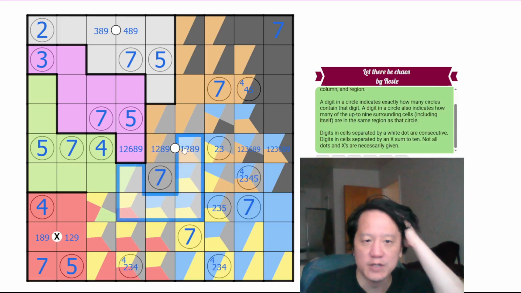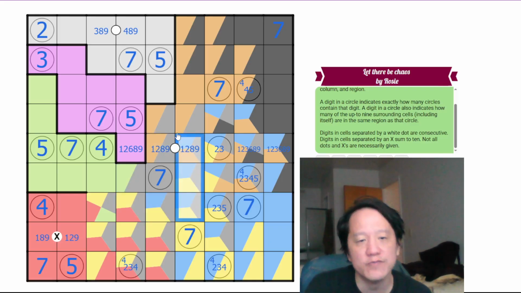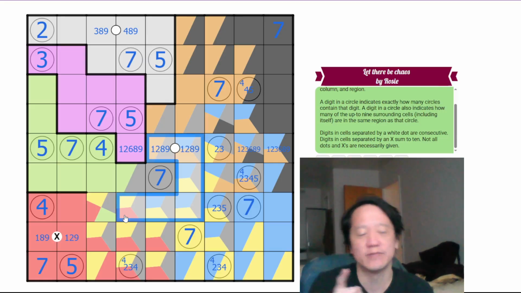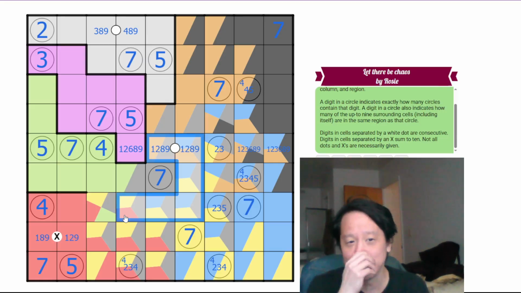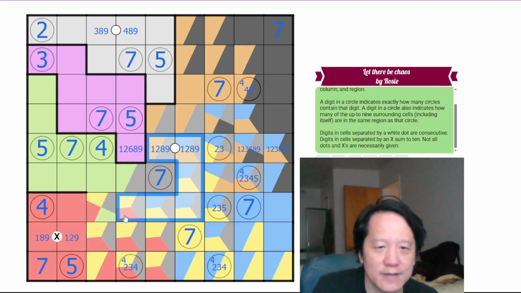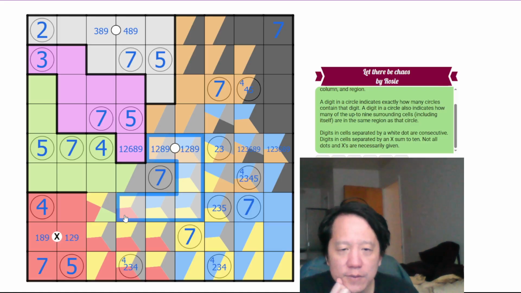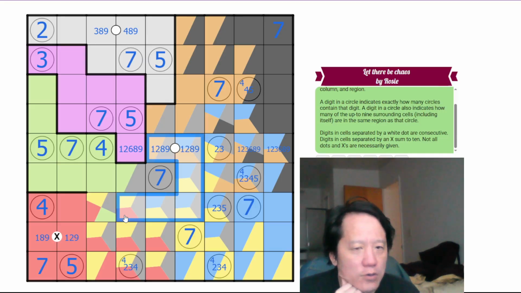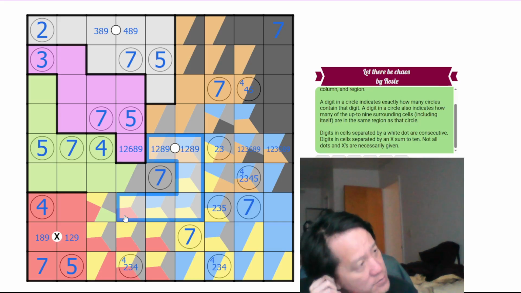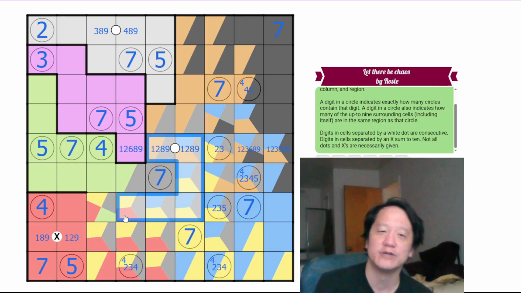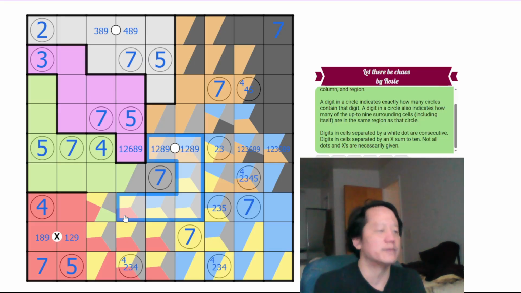Only one of these can be light. Sorry, only one of these cannot be medium. I don't know how that turned out to be. Only one of these can be light. That's interesting. Sorry, how did that come out again? That's weird. Only one of them can't be medium.